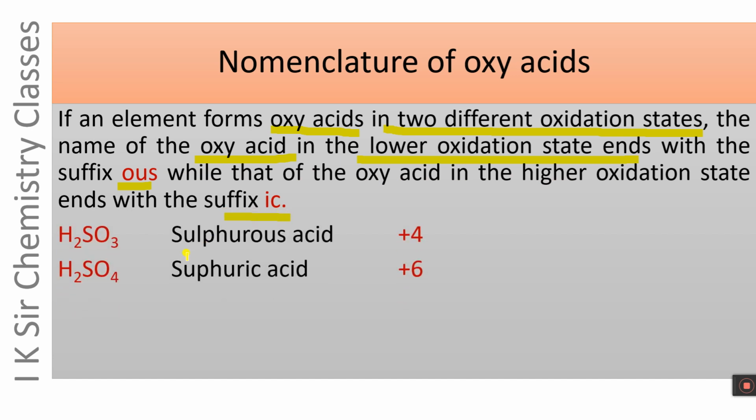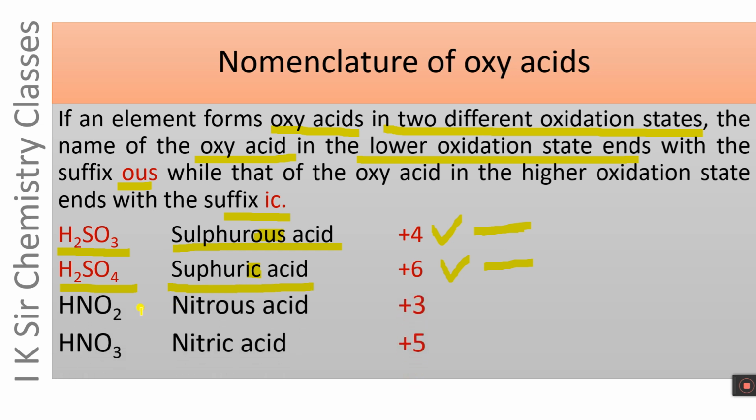Let us see. Sulfur forms 2 oxyacids, H2SO3 and H2SO4. The oxidation state of sulfur in H2SO3 is +4, while that in H2SO4 is +6. This is the lower oxidation state, this is the higher oxidation state, and the name of the oxyacid in the lower oxidation state ends with the suffix "-ous", while that in the higher oxidation state ends with "-ic". Therefore, H2SO3 is sulfurous acid, while H2SO4 is sulfuric acid.